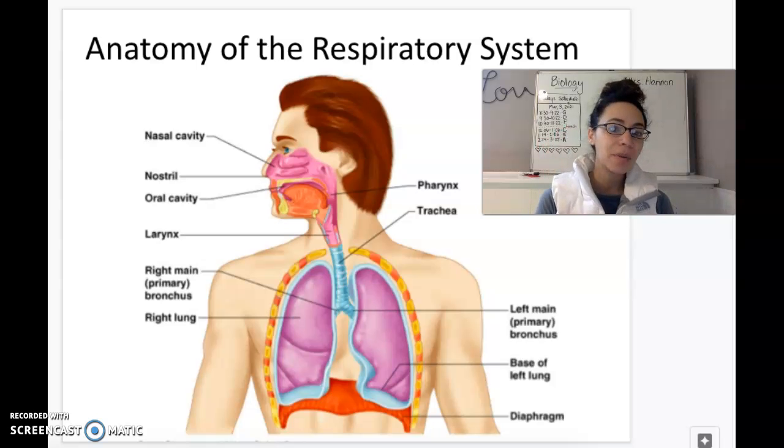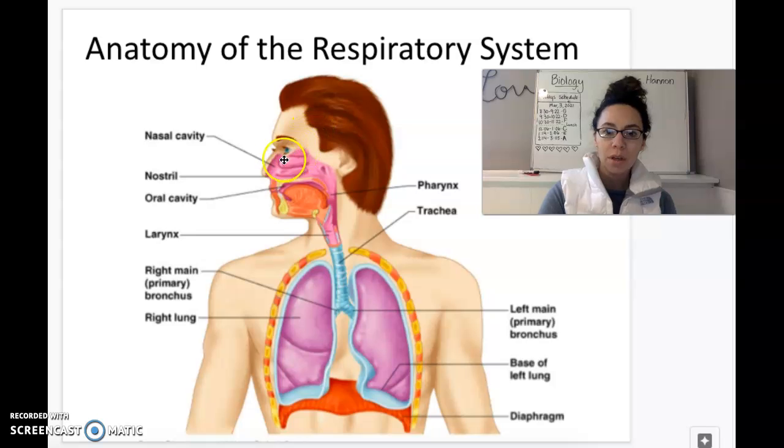Guys, so today we're going to be taking notes on the respiratory system. So let's start with the anatomy of the respiratory system, so the structures. And it wouldn't hurt to pause this video and draw this in your notes. But we've got the nasal cavity and the oral cavity. So that's where air is coming in.